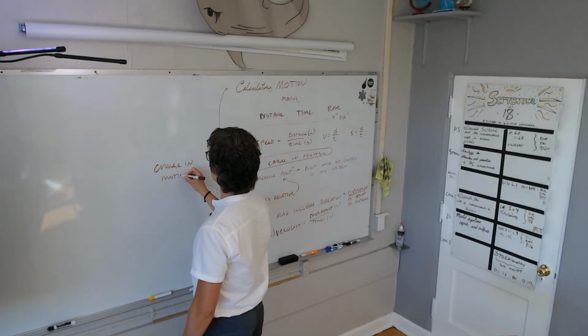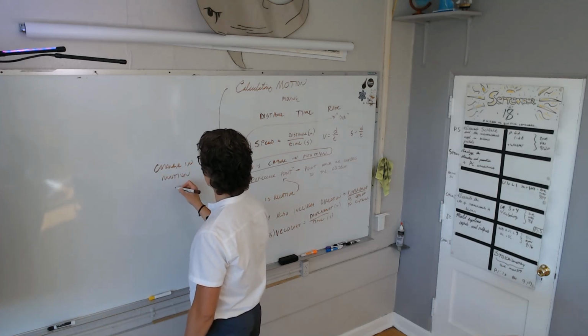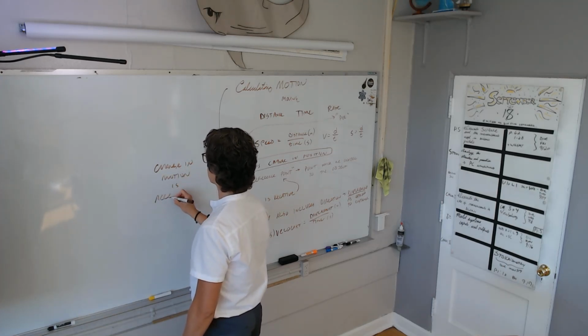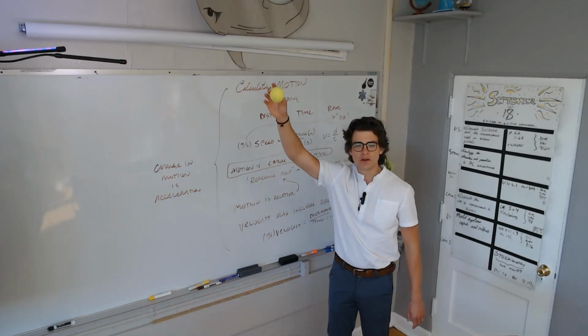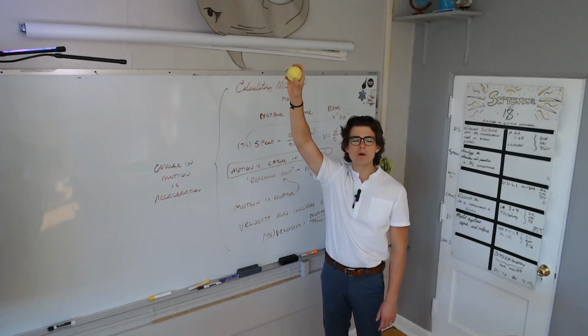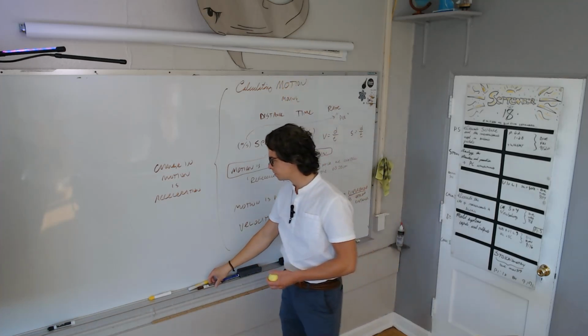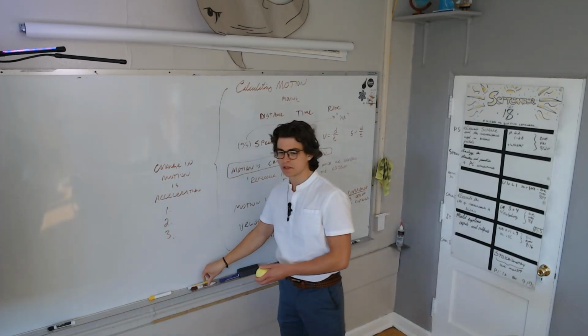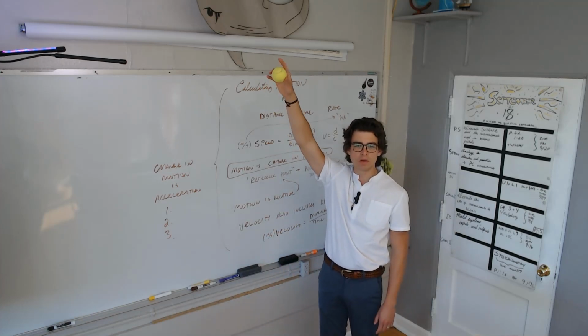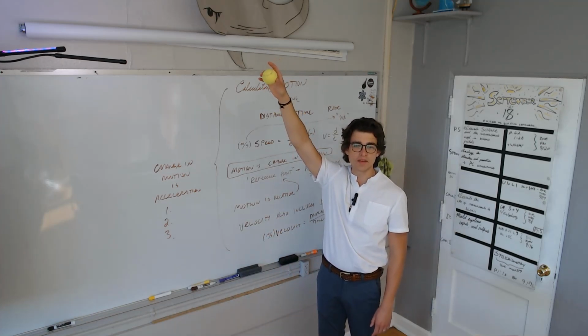I want you to learn this definition specifically. Change in motion is acceleration. If I drop it again, how is its motion changing? There are three ways motion can change. How is its motion changing if I drop it? Think only about the drop at this point. How is its motion changing?